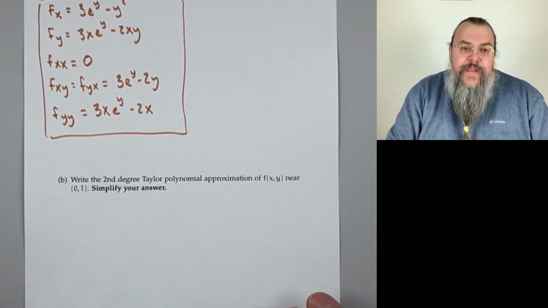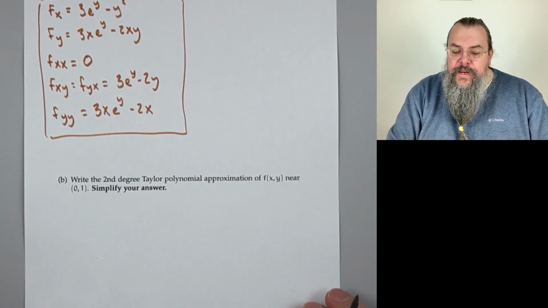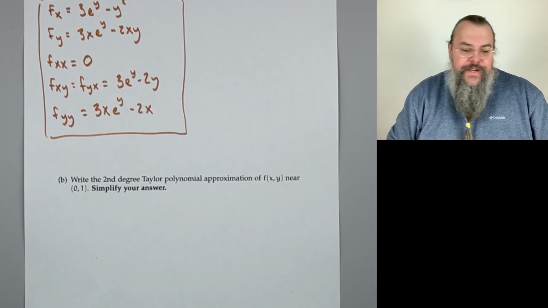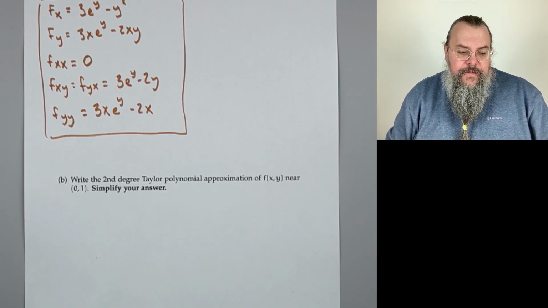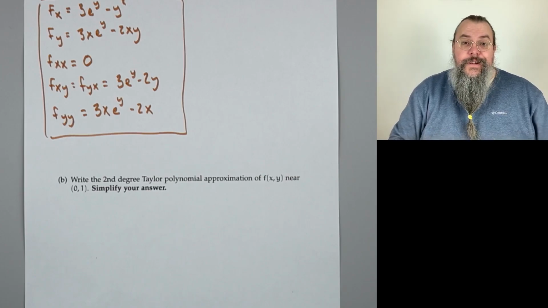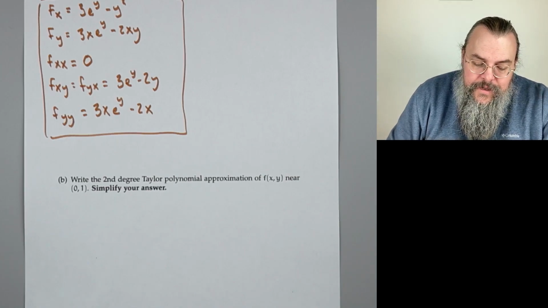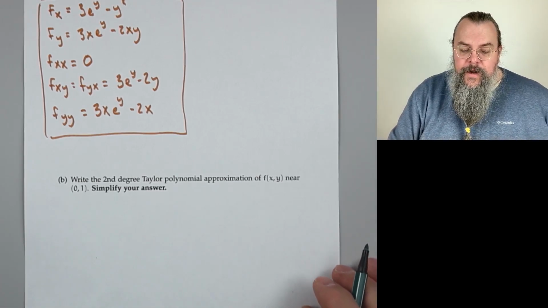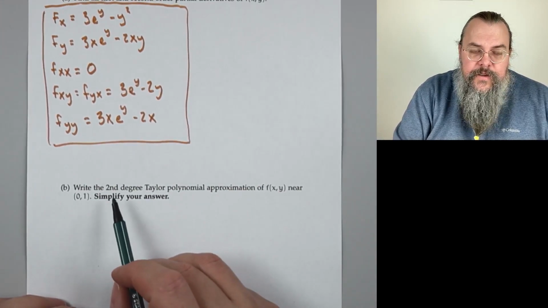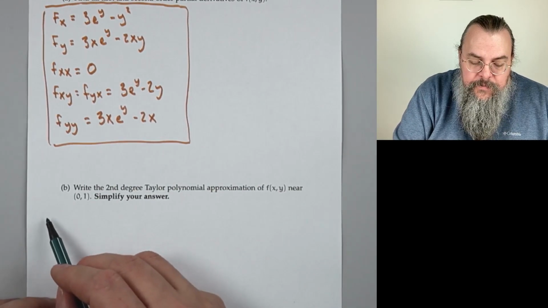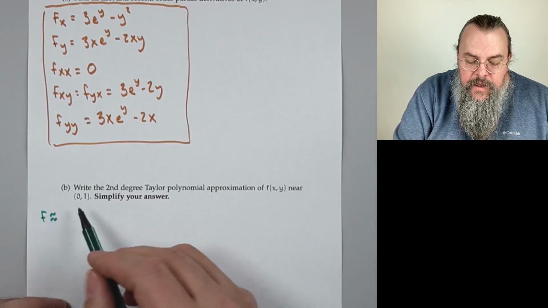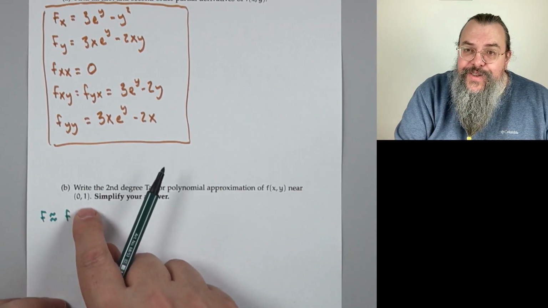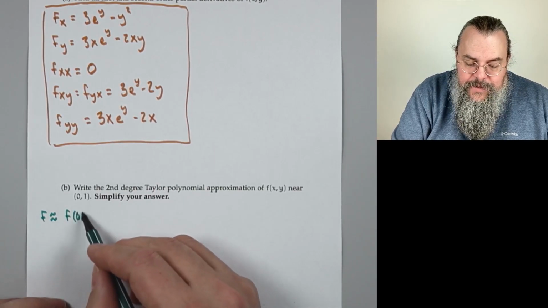Write the second degree Taylor polynomial approximation of f of x,y near 0, 1. Simplify your answer. Well, simplify, that must mean something nice happens. All right, well, let's remind ourselves what goes on here. First off, the second degree Taylor polynomial will be what? Well, it would be f at the point, and it's not 0, 0. Pay attention here. It's at 0, 1. So we've got to be careful here.